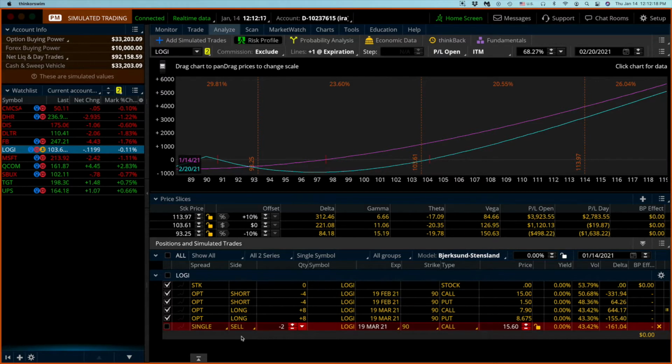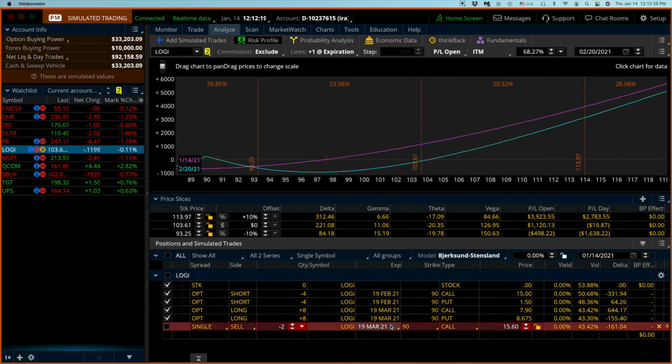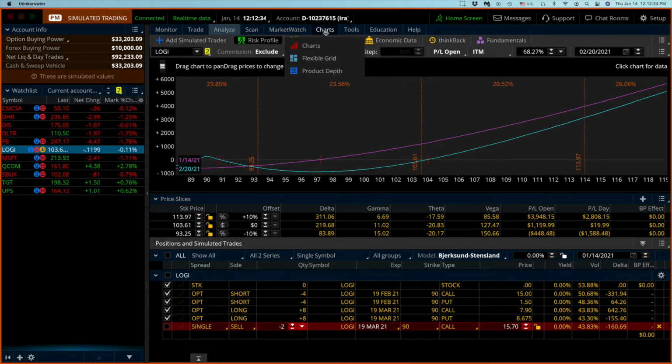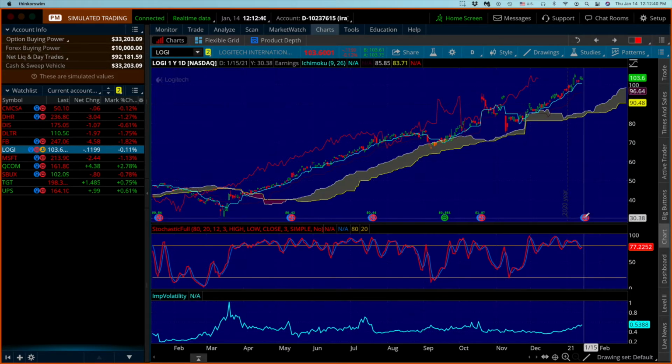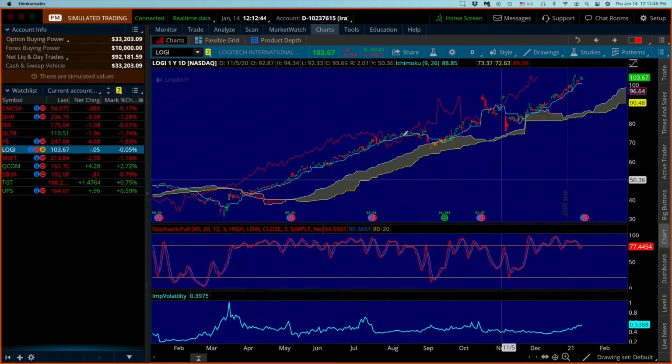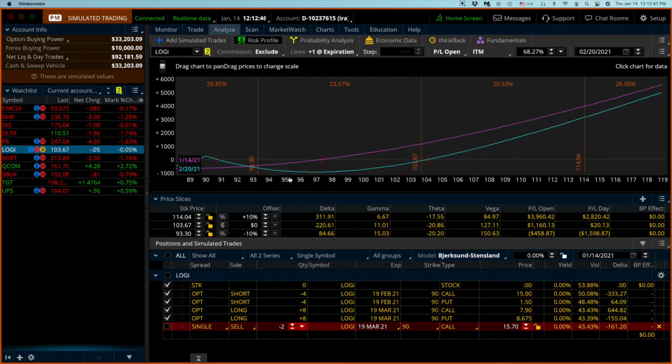Okay, in this case, Logi, that's Logitech, our strike price is 90 and the stock is trading at 103. Way up there. So that's the opposite of the Facebook. This is way out of sight. And look, earnings are coming up. So yeah, this will be the time to either close the trade or take substantial amounts of profits.